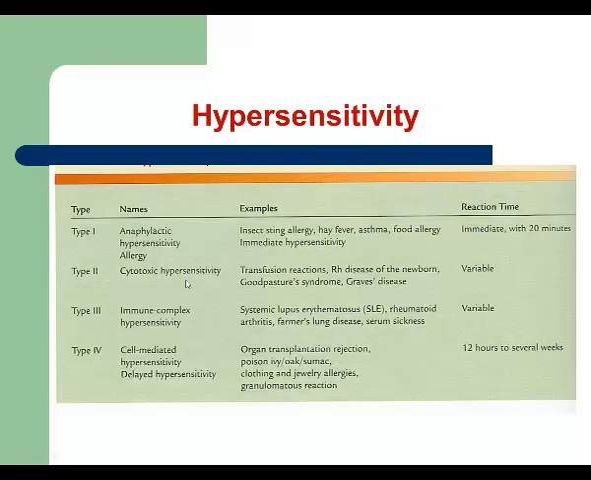Type 3. Type 3 is called immune complex hypersensitivity reaction, and the reason is that the immune system in this case makes antibodies against antigen-antibody complexes. Examples of this type of hypersensitivity reaction are lupus, or systemic lupus erythematosus, rheumatoid arthritis, and serum sickness. As you see, reaction time, the same as in the previous type, is variable. It depends on the patient.